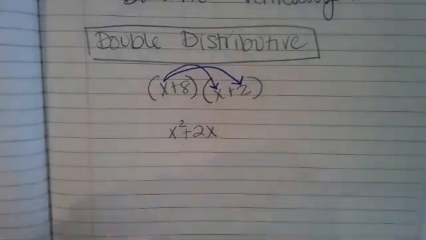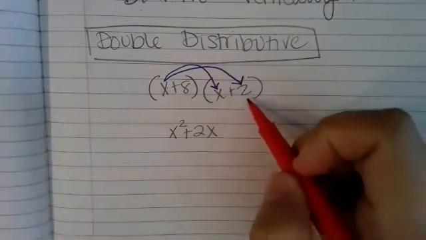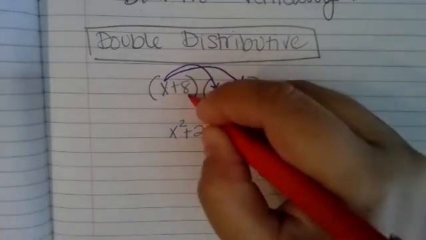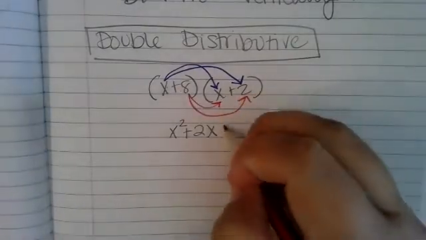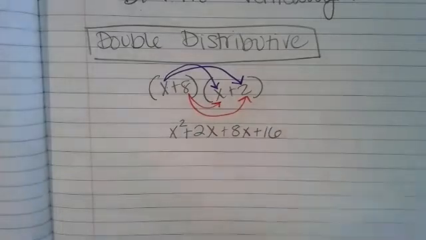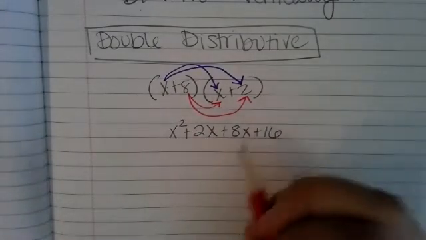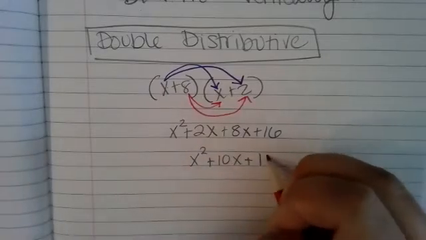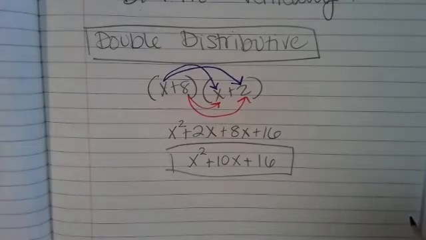And then I'm going to double distribute this second term into the second parenthesis, both terms. I'm going to put it down here. When I do that, I have 8 times x, which makes 8x, and I have 8 times 2, which makes 16. At this point in time, I'm going to combine like terms. So I have x squared plus 10x plus 16. There you have it, double distributive.